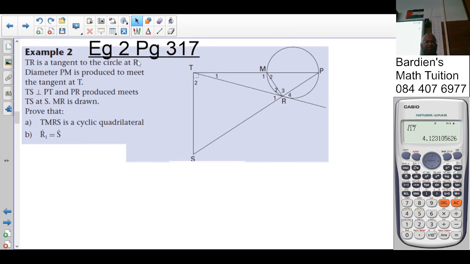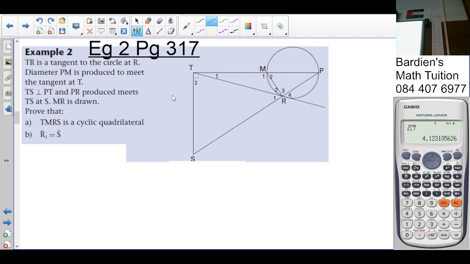Right, so we're looking at example 2 on page 317. So we're told that TR is a tangent to the circle at R. You're looking at your textbook in the window. Okay, so we are told that TR is a tangent to the circle at R. So what can be deduced from that statement?